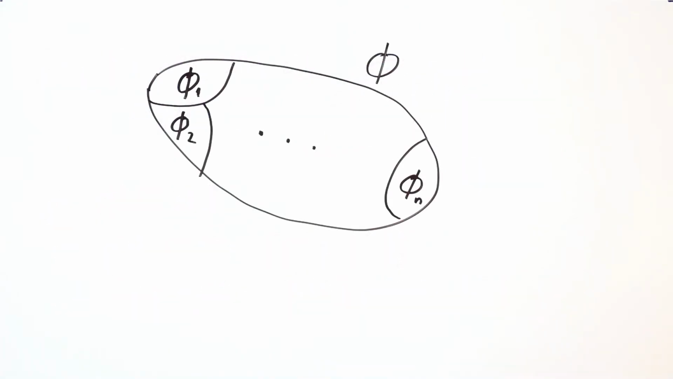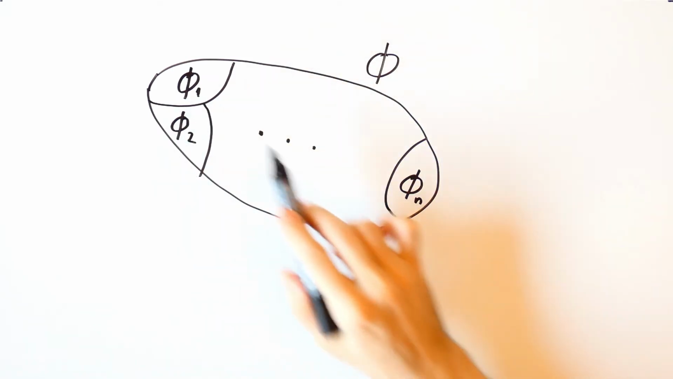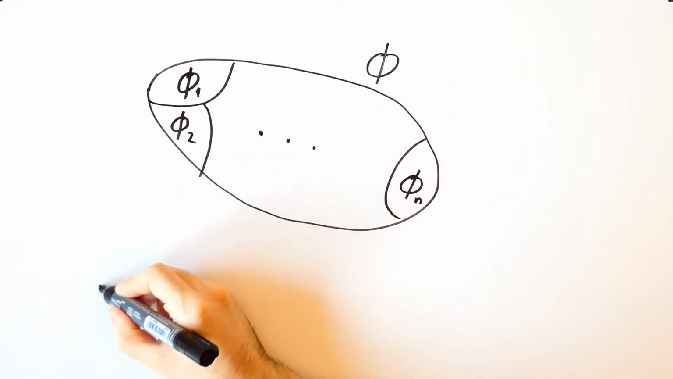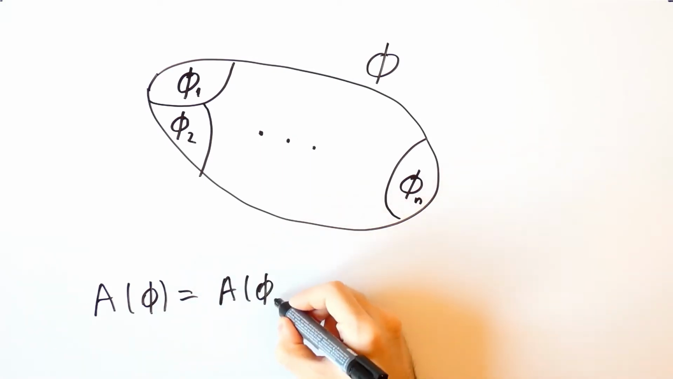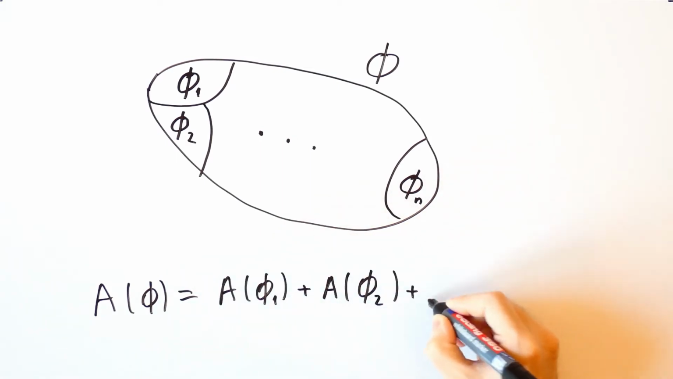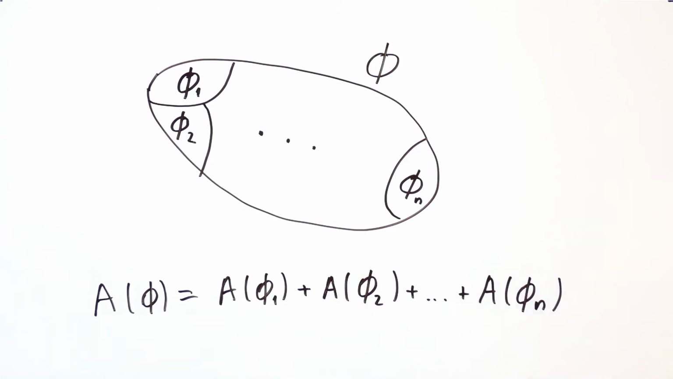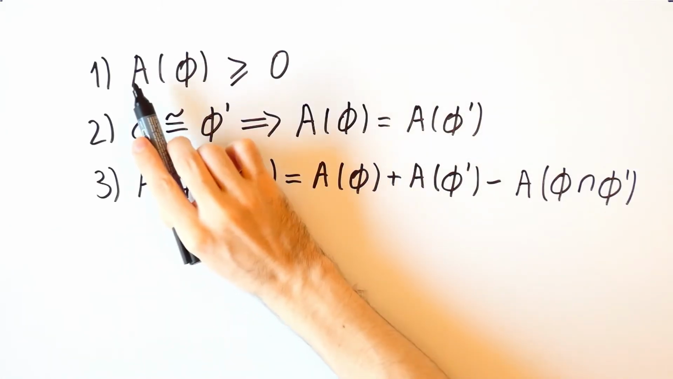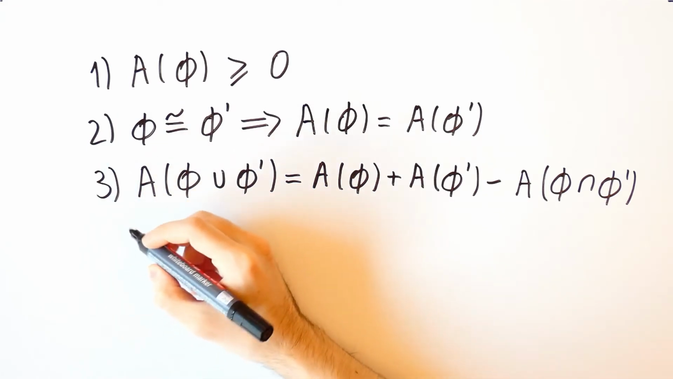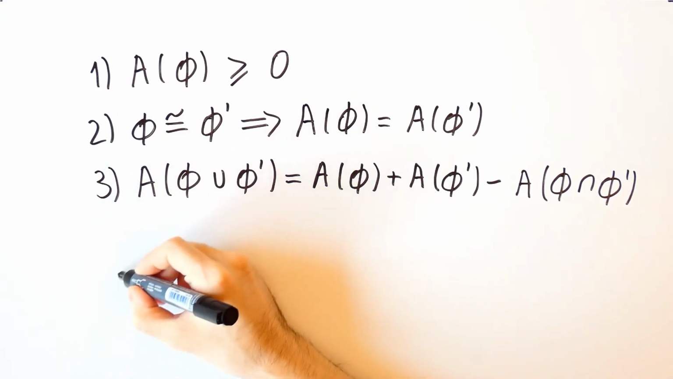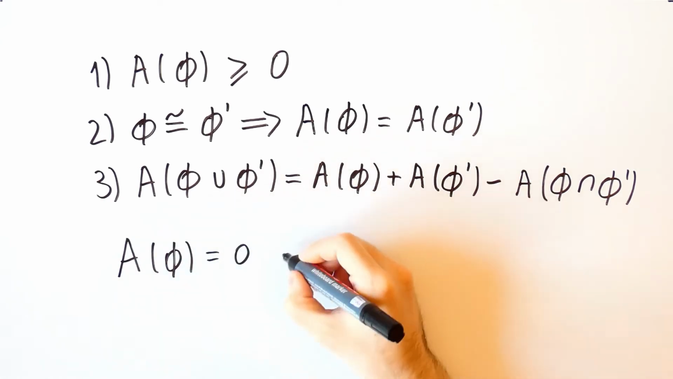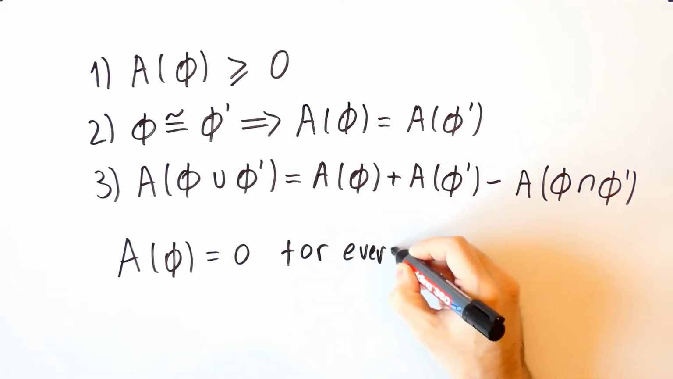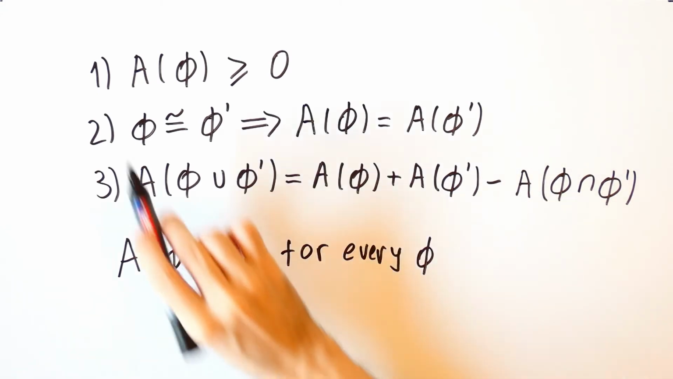The variation of the third property is something that we'll often use, and that is if a figure is divided into n parts, then the area of that figure is equal to the sum of areas of its parts. Are these three properties enough to define what area is? Almost. Note that if we say that the area of every figure is equal to 0, then it would have these three properties.